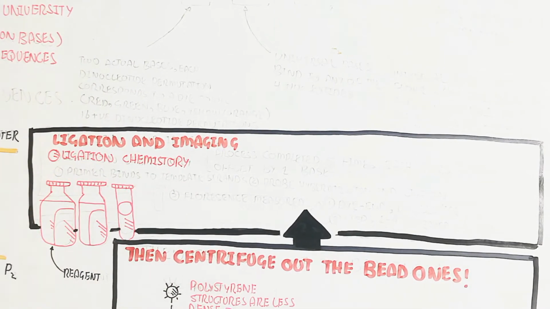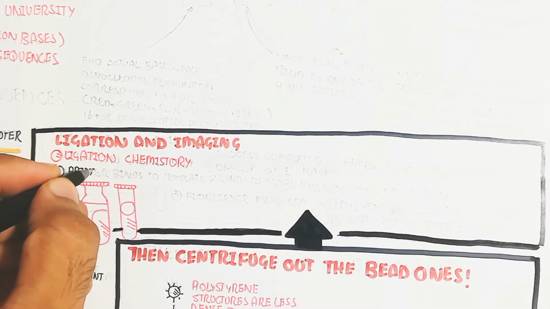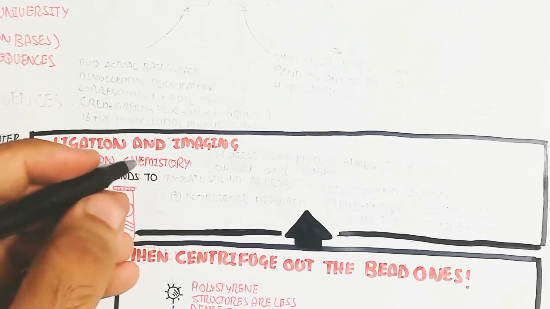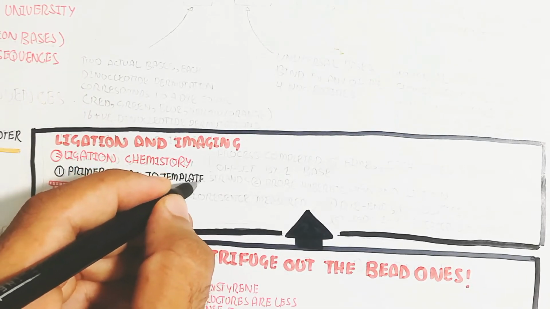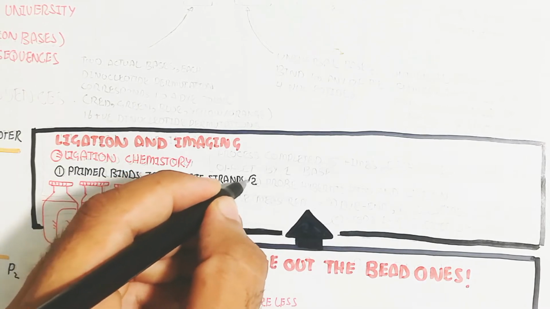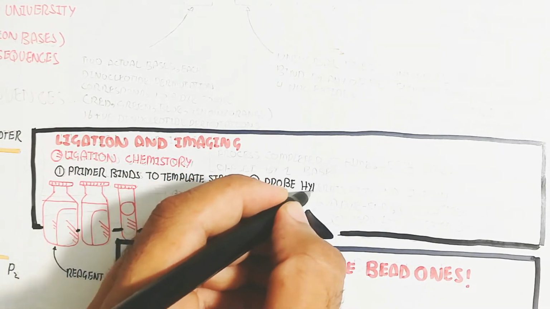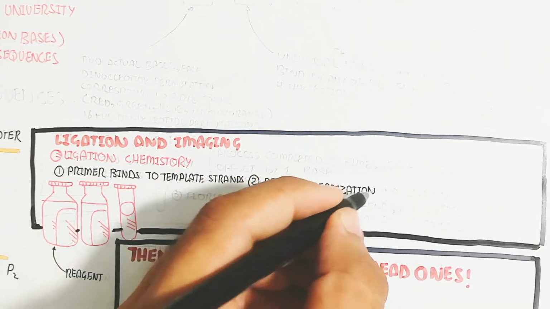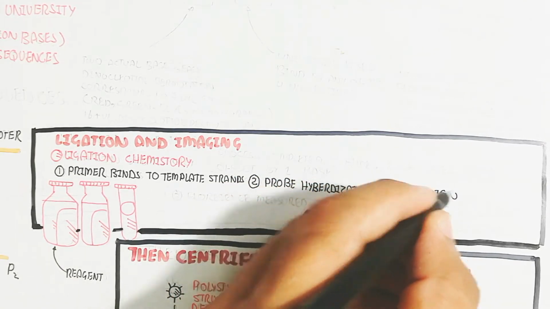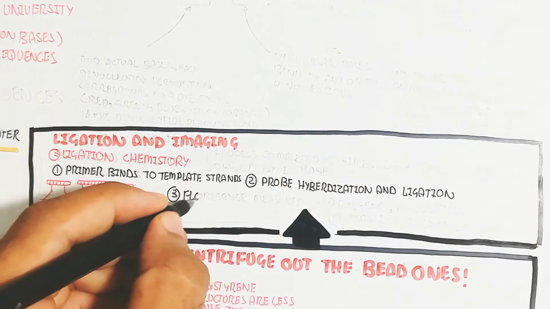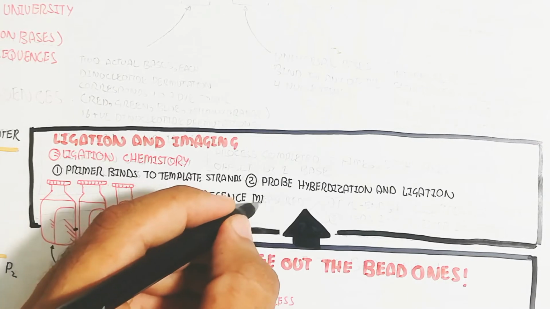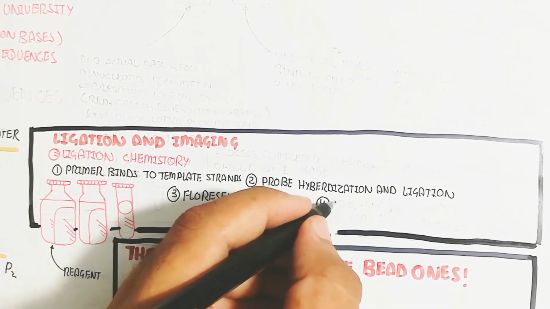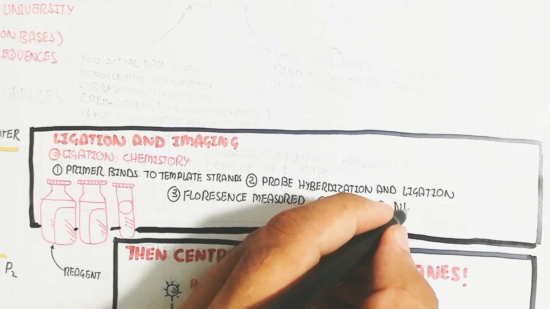So, the ligation and imaging mechanism, we will discuss the ligation chemistry first. In this way, first the primer binds to the template strand. The second is the probe hybridization and ligation. The third one is the fluorescence measurement. And the fourth is the dye and nucleotide cleavage.